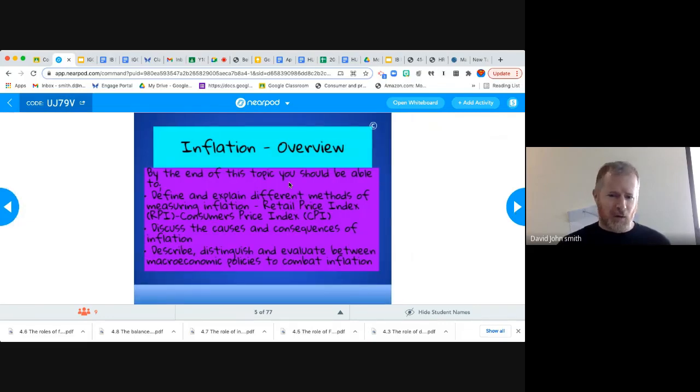So by the end, what we're going to be able to do is to define and explain what inflation is and different methods to measure inflation. There's a couple of examples there. We're going to be discussing causes and consequences of inflation, and we're going to be looking at the policies that are used to try and combat inflation. Because remember, our government objective was low and stable prices. So we want to perhaps avoid inflation, because if inflation is increasing prices, then we want to keep those prices low. Remember, we are voting politicians in on whether they can actually achieve these things.